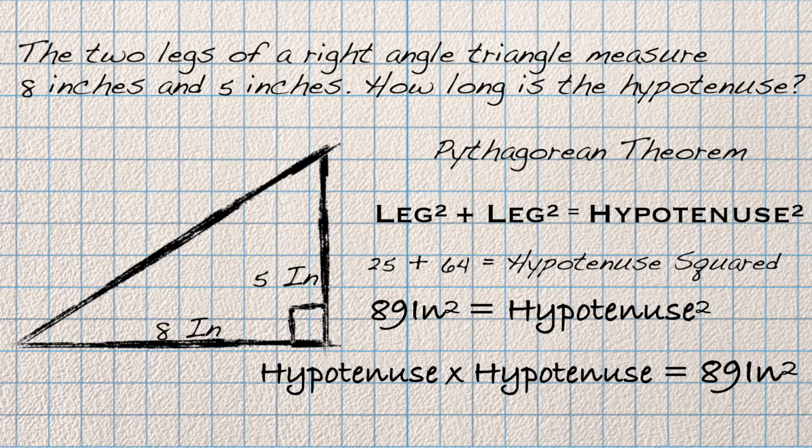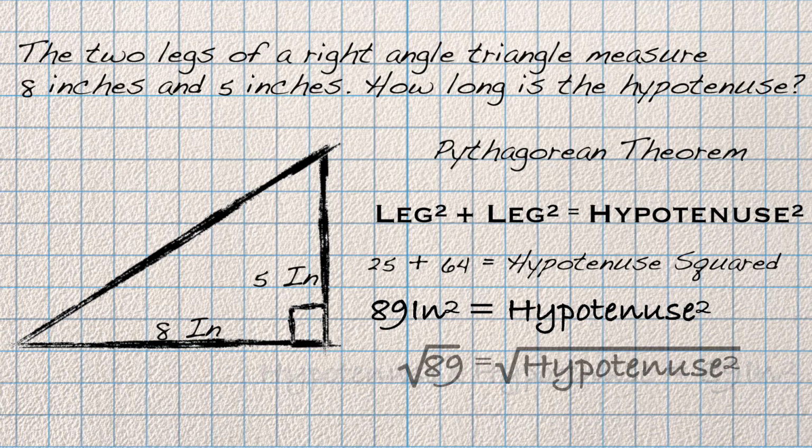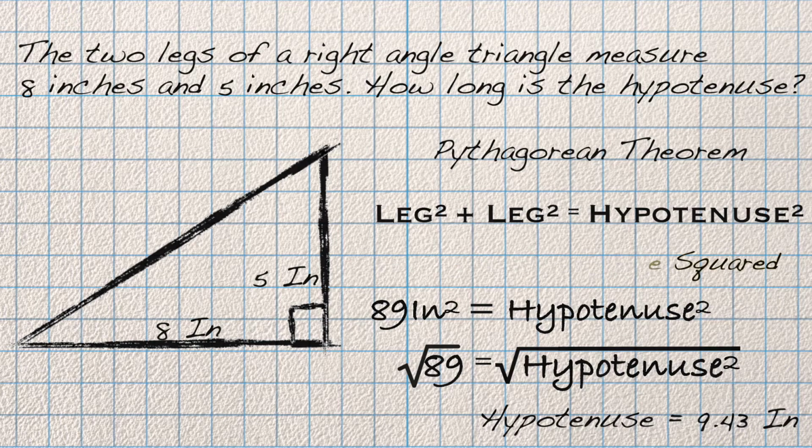So what two numbers, when multiplied to each other, give us 89? Well, that number is 9.43. 9.43 times 9.43 equals around 89 inches squared. But if we do it the other way, the square root of 89 also gives us 9.43. So the length of the hypotenuse is 9.43 inches. Now, let's look at another example.